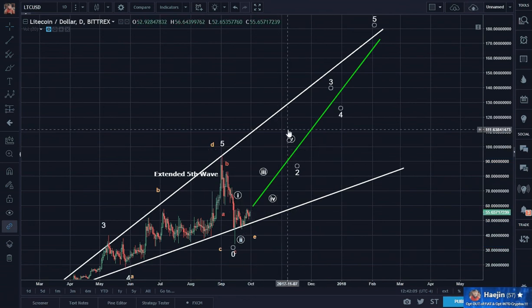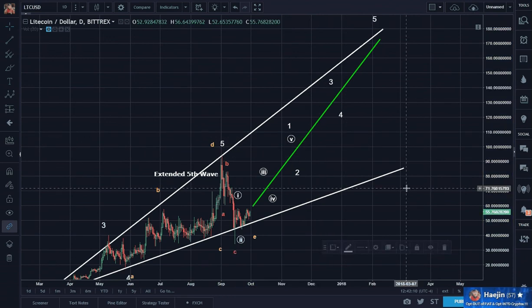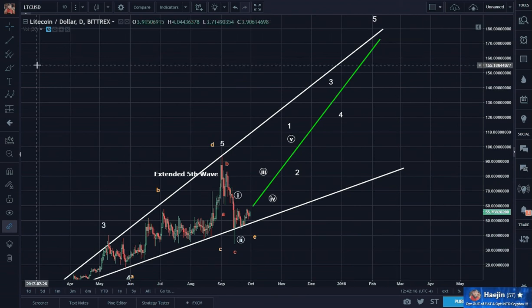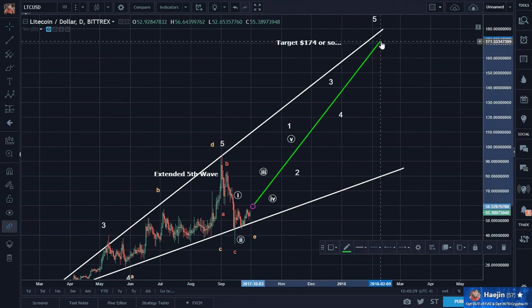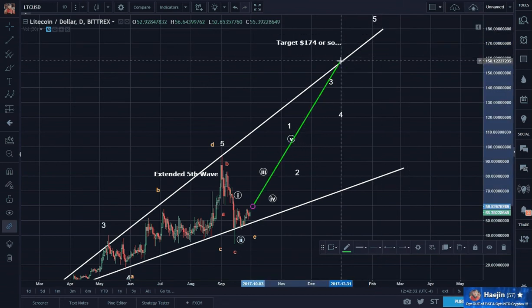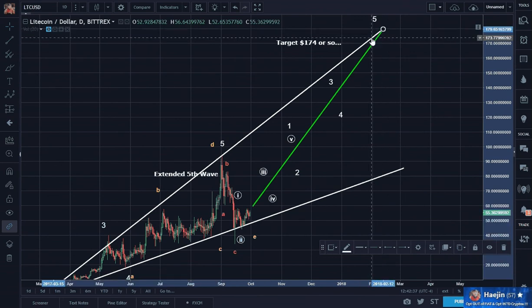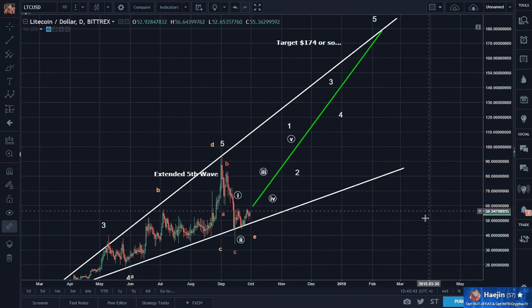So these sub-waves will make up the 1 at a minor degree, 2, 3, 4, 5. This could be here, could be here, could be there. I have not a clue. All I'm trying to do is see if I can coordinate and correlate it with BTC, Bitcoin.